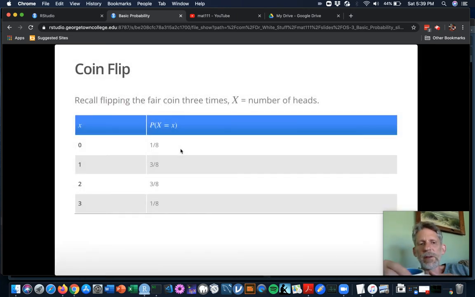Let's try this again on another random variable. Do you remember the one where you flipped the fair coin 3 times? And you said, we're going to say X is the number of heads we get. Here was the probability distribution. 1/8 chance of getting 0, 3/8 chance of getting 1 head, 3/8 chance of getting 2 heads, 1/8 chance of getting 3 heads.